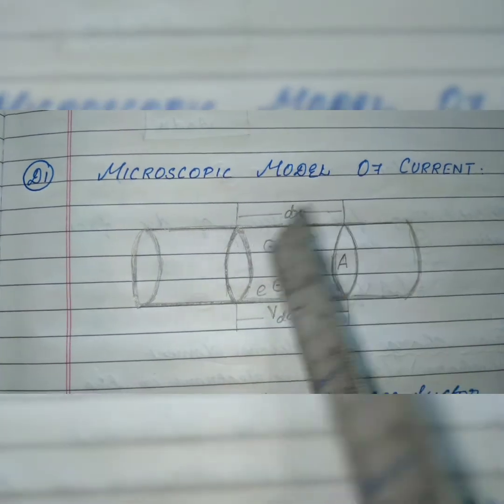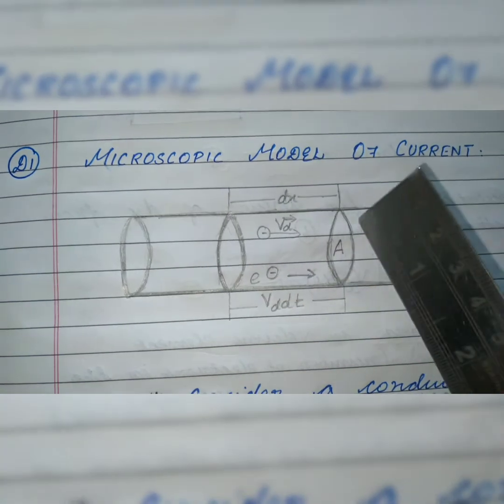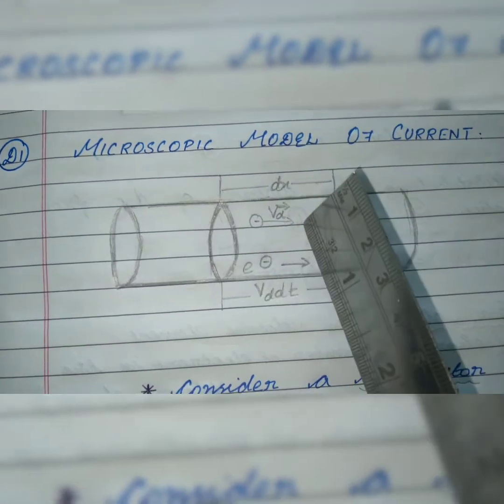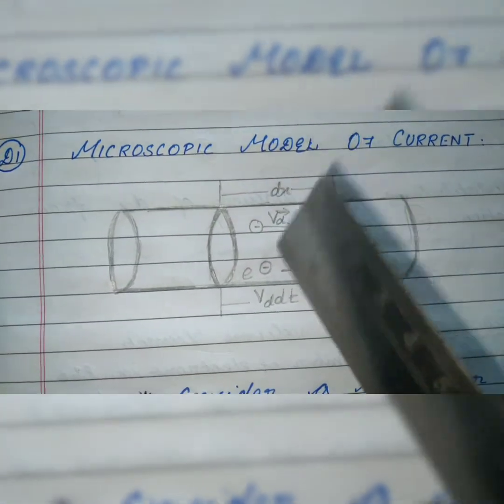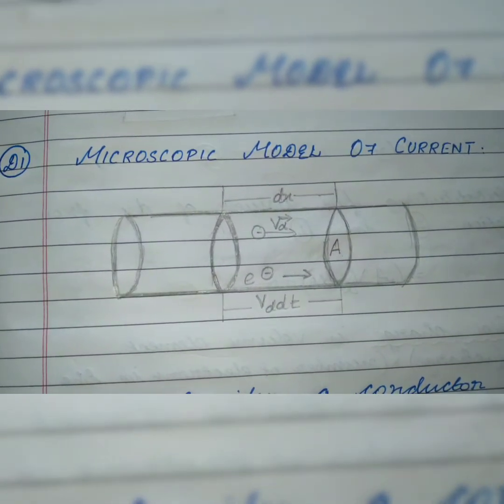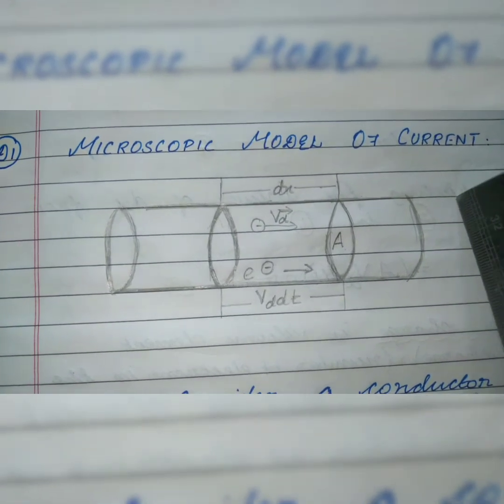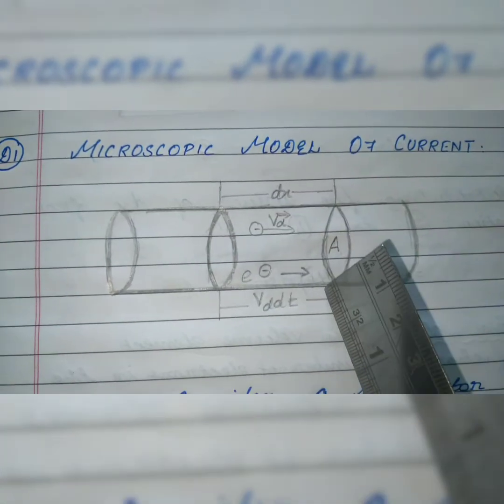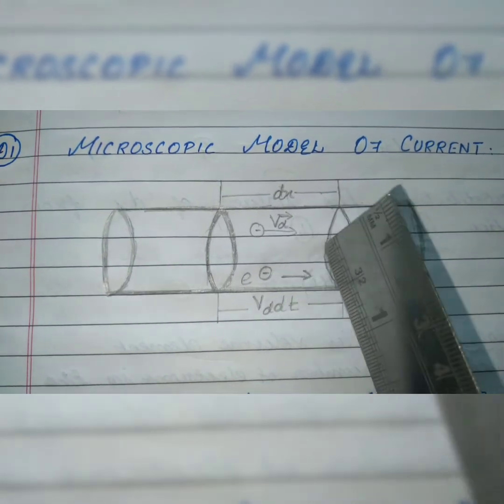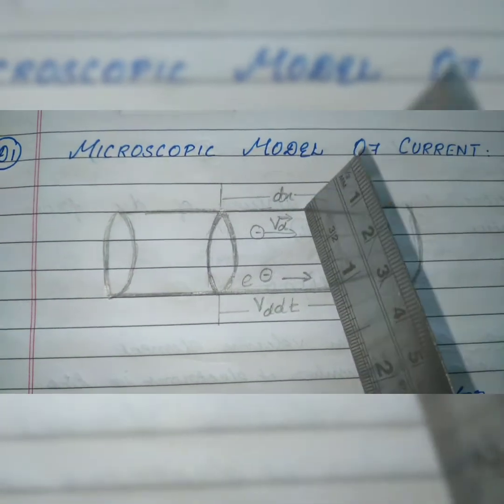Then these electrons move through a distance dx, okay? This is the area of cross section. The distance between these two areas of cross section is dx. The electrons move through a distance dx within a small interval of time dt. So we can write the drift velocity Vd vector is equal to dx by dt. Okay, distance with respect to time, so dx by dt.